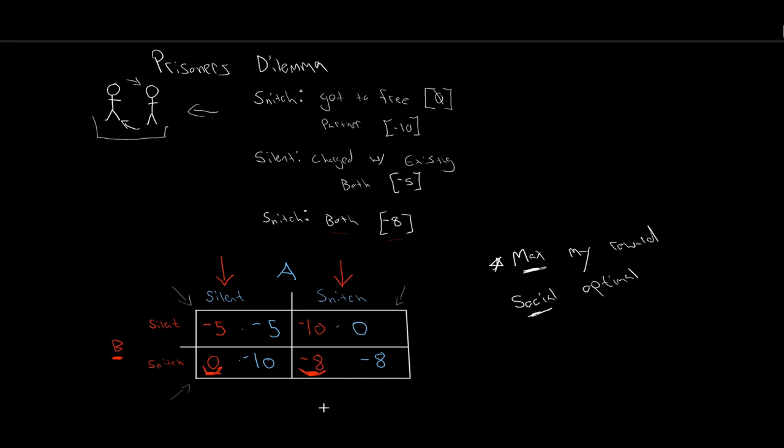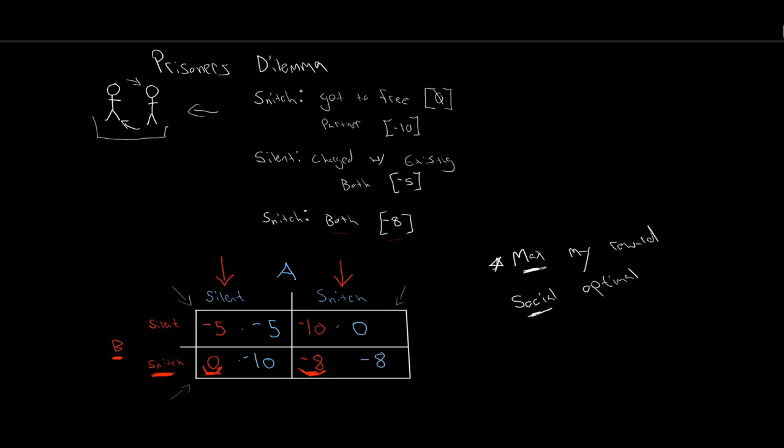And what we see is that player B has an optimal strategy. That is, irrespective of what player A does, if player A is silent, or if player A snitches, player B always is best off to snitch. That's always in their interest. They're always better off by snitching versus staying silent. Okay, so we've now figured out what player B's optimal strategy is, and we now want to switch it.